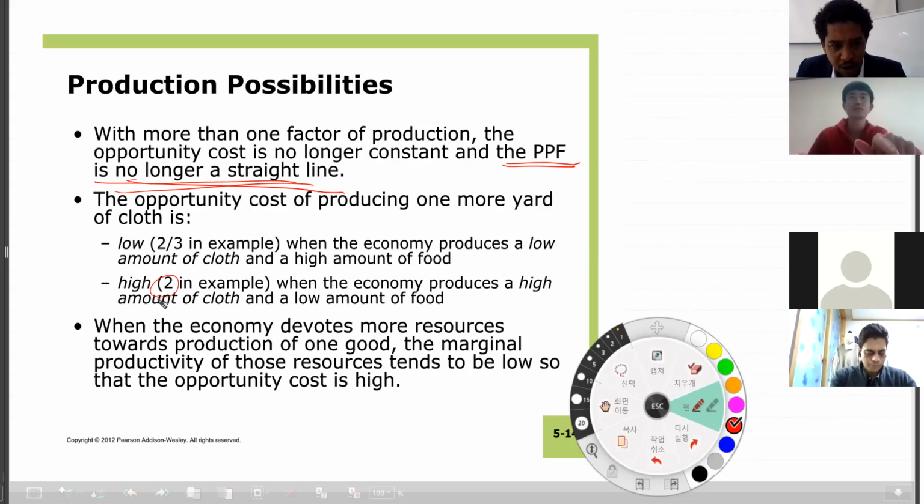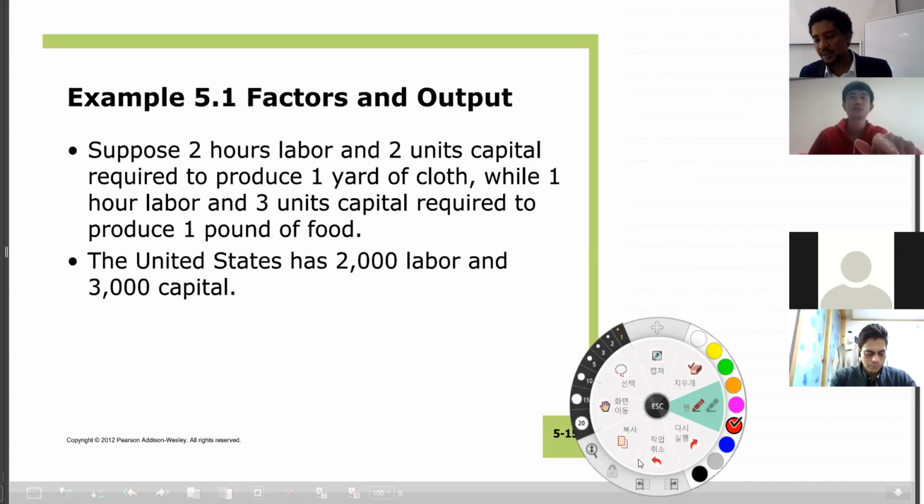So when the economy devotes more resources towards production of one good, the marginal productivity of those resources tends to be low, so that the opportunity cost is high. Okay, and this is the second example.